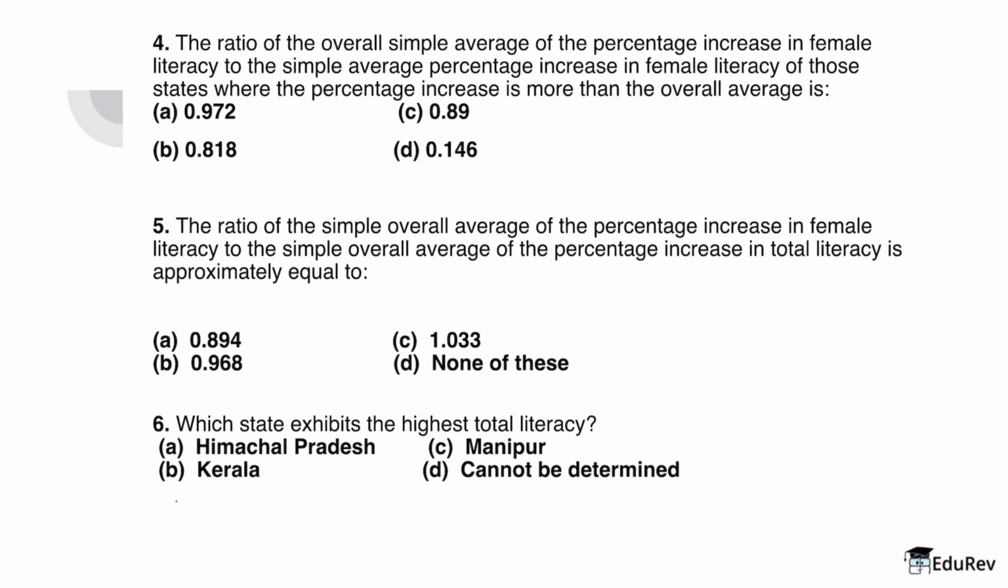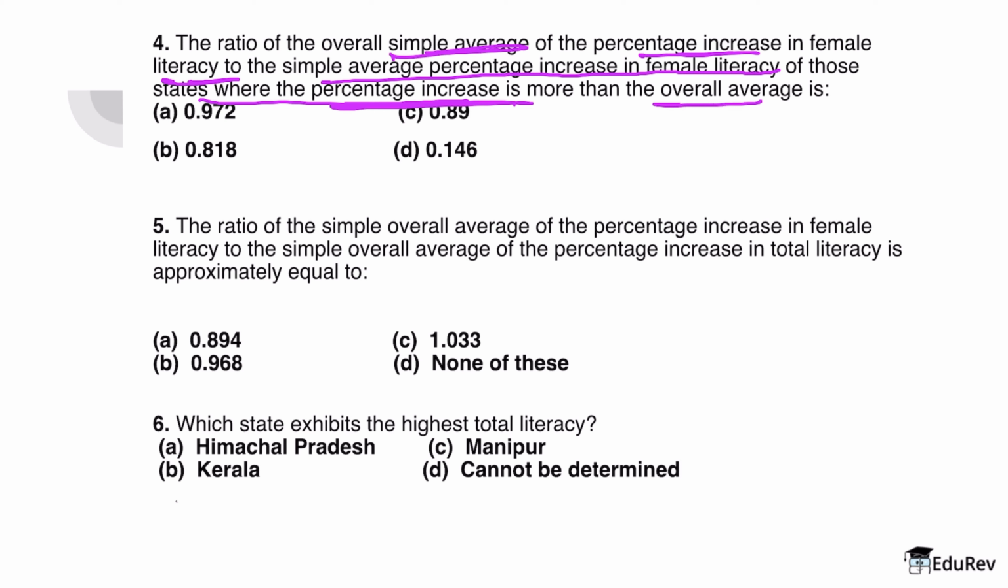So what does question number 4 say? Let's see it. Question number 4 says: the ratio of the overall simple average of the percentage increase in female literacy to the simple average percentage increase in female literacy of those states where the percentage increase is more than the overall average. Now when you are reading this question, you will be very confused. There are so many things given, what is it even saying? But in reality, it's nothing. It's very simple. You just have to be very focused when you are reading a question.